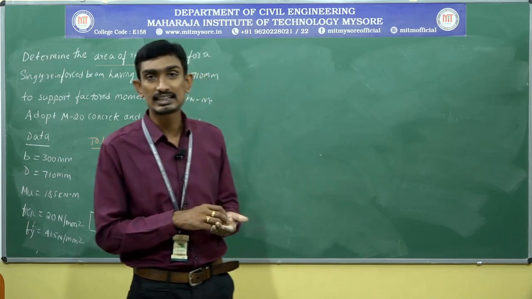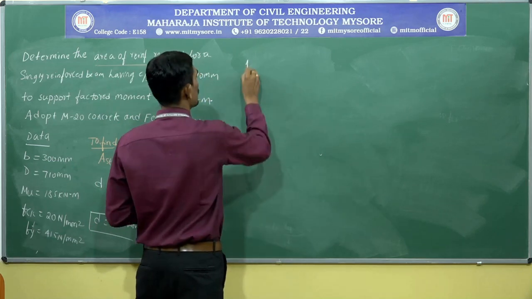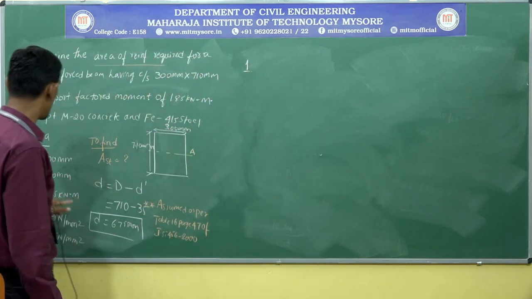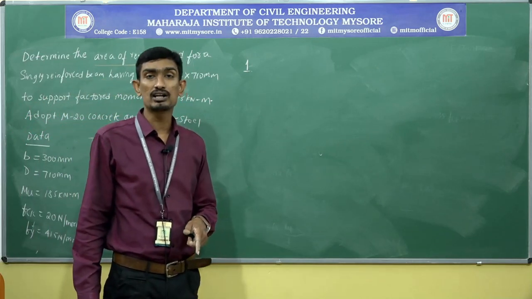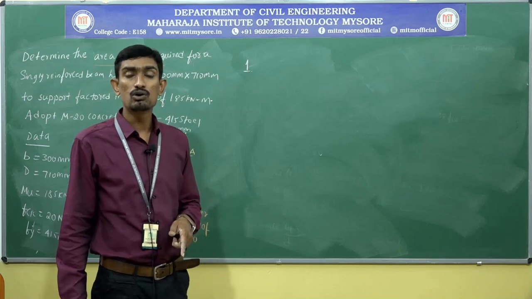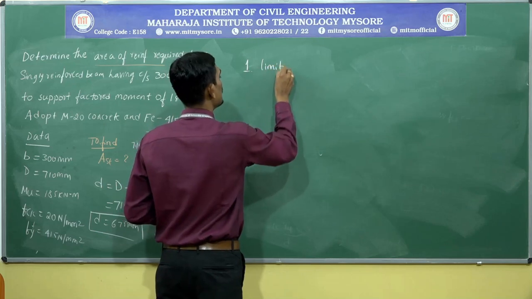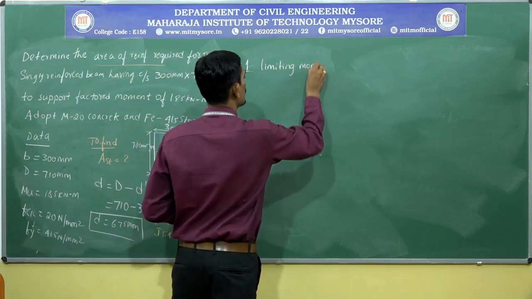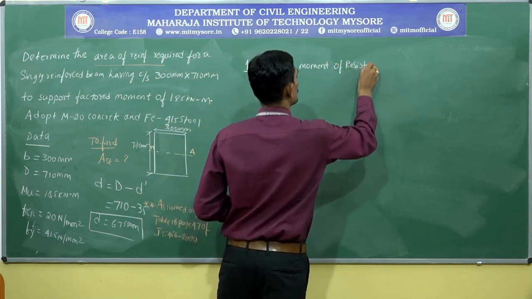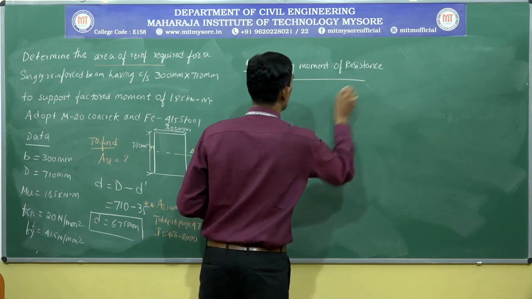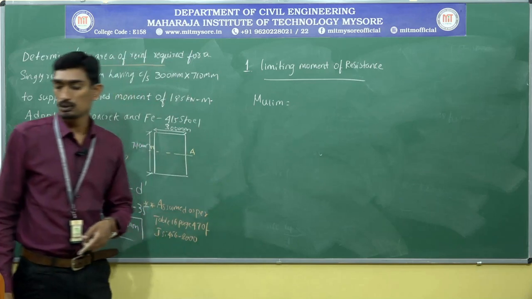Okay, now let us calculate the Mu lim, or limiting moment, because already we know what the Mu value is. Please note this point. Already we know the ultimate moment of resistance of a section, but we don't know what the limiting moment is. Hence, limiting moment of resistance, that is Mu lim.